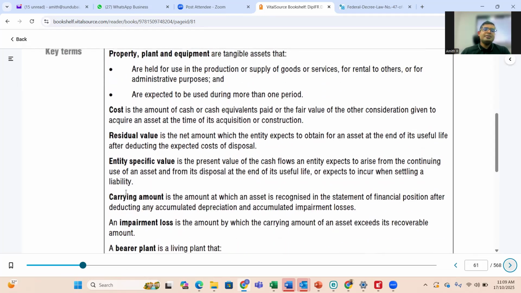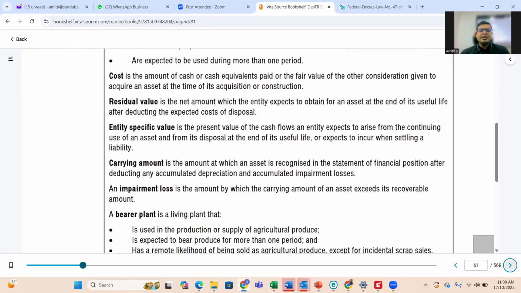Carrying amount is cost minus accumulated depreciation. And why do we use cost minus accumulated depreciation? Cost is always the initial acquisition purchase price. Impairment loss is the amount by which the carrying amount, asset cost minus accumulated depreciation, exceeds its recoverable amount. We will see impairment in IAS 36, but I think this is fairly understandable.